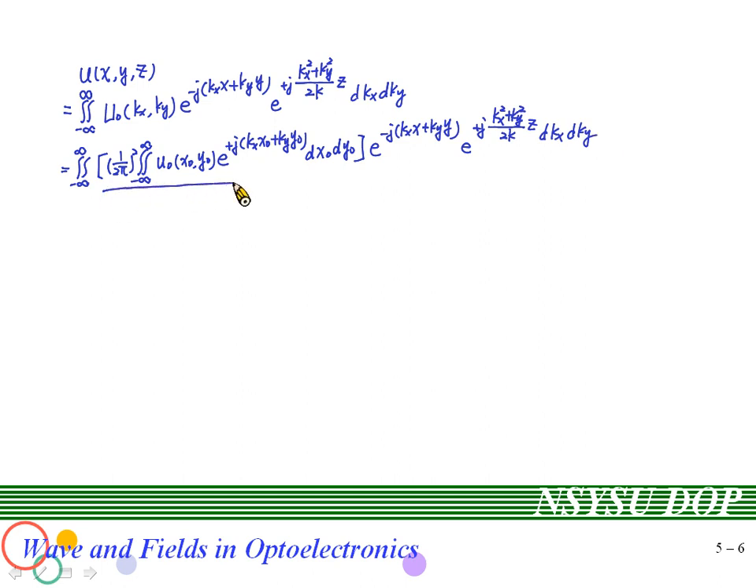Here, this integral represents the Fourier transform of the initial amplitude, and this is the capital U0. And in the total integral, we have two sets of parameters. One is x0, y0, the other is kx and ky. Then let us rearrange this integral.